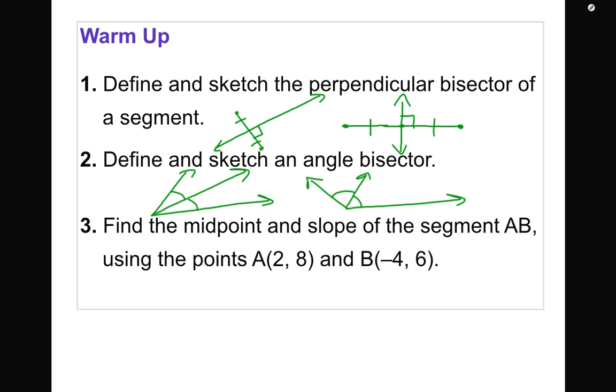And number 3, find the midpoint and the slope of segment AB. The midpoint should have been -1/7 and the slope was +1/3. We are going to be writing the equation of a perpendicular bisector again today, and you'll need to calculate both of those correctly.